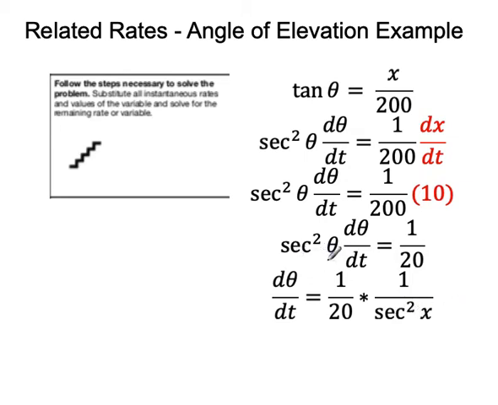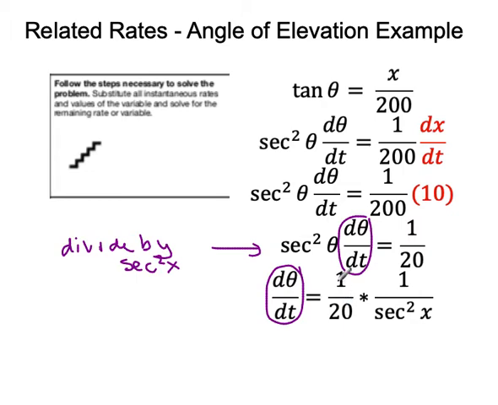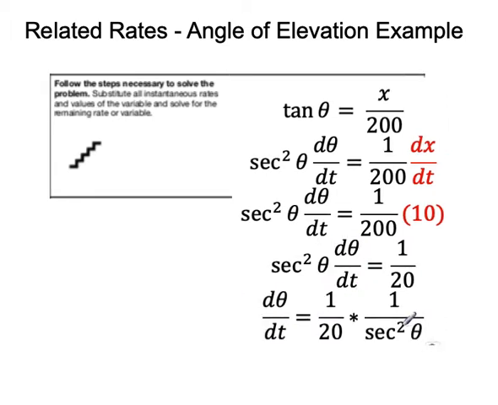In this step I'm going to divide by secant squared of theta, and we have to think about why I did that. Because my whole goal in this problem is to find d theta dt. So there's d theta dt. I have it isolated all by itself right now. I have d theta dt equals this value. Now we know what d theta dt is, but we need to substitute a value in for secant squared of theta.